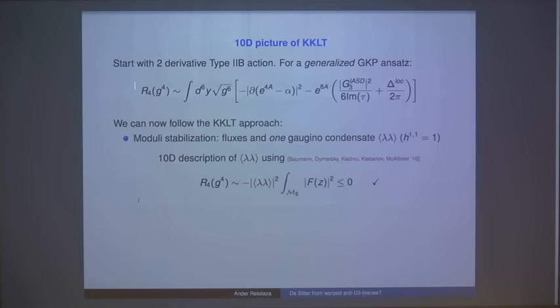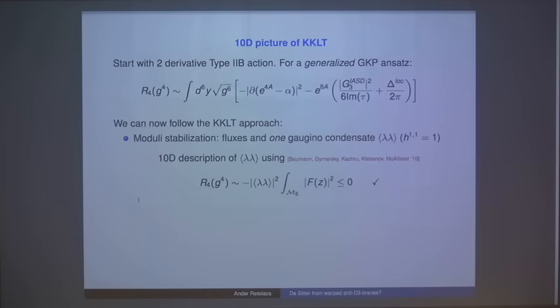So once we have this formula, we can play the KKLT game and start stabilizing our moduli first. So we stabilize our moduli using fluxes, and we will consider a compactification where we only have one Kähler modulus that we will stabilize with one gaugino condensate. So now we can use this formula to study what the gravitational reaction is going to be on the 4-dimensional Ricci of this effect. And in particular, the gaugino condensate, we all know it's a 4-dimensional effect, but in this paper here, they provided a prescription to describe this effect in 10 dimensions.